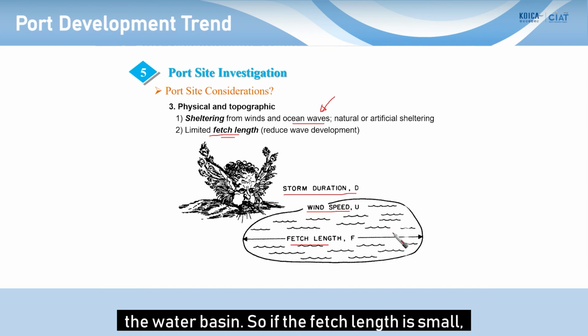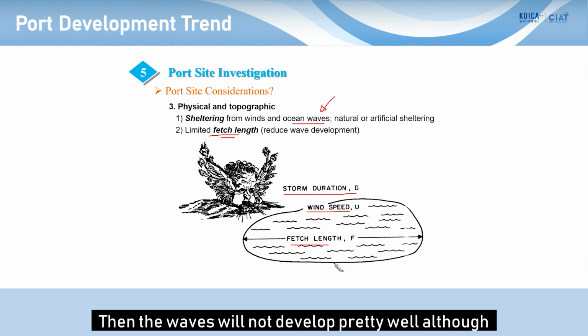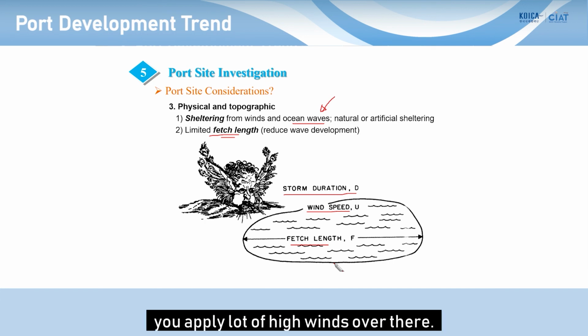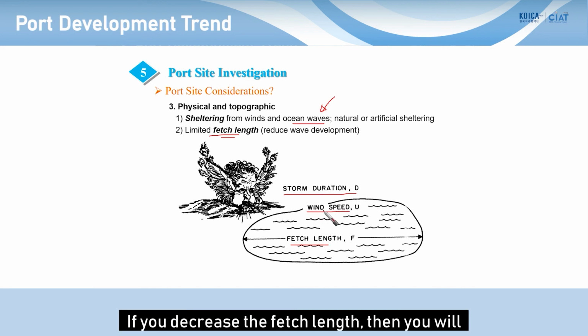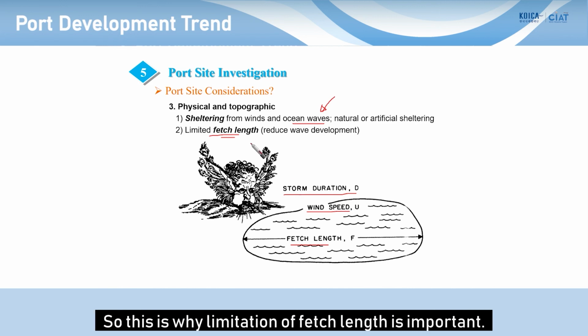So if the fetch length is small, then the waves will not develop very well, although you apply a lot of high winds over there or for a pretty long time duration. If you decrease the fetch length, then you will have smaller and smaller waves in your port area. So that's why limiting the fetch length is important.